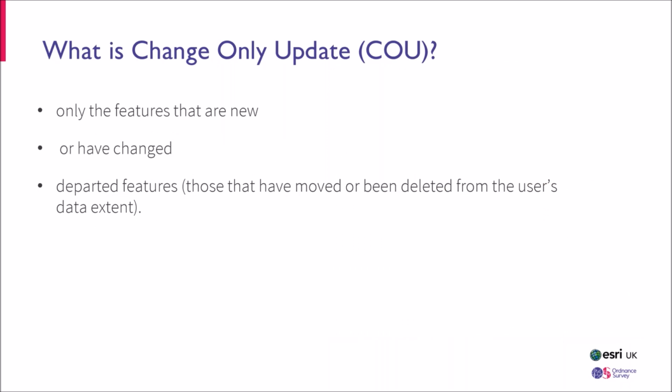Change only update is a means, instead of having to update your entire data holding every time, and if you've got quite a big data holding, it's quite a slow process, by only changing those features that are new or have changed. Departed features are those features that are removed from the data and can be deleted. And this is all in one file with a feature validation file, which you can use to check that you've got the right features and you've successfully been able to apply those to your database.